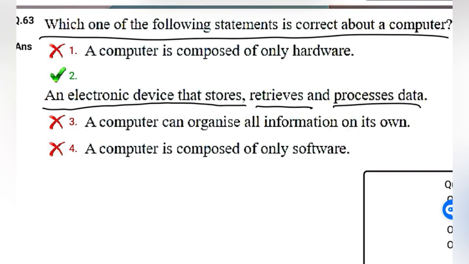Which of the following statements is correct about a computer? Computer is an electronic device that stores, retrieves and processes data. And the first option is wrong, the third option is wrong and the fourth option is also wrong. So only option 2 follows.